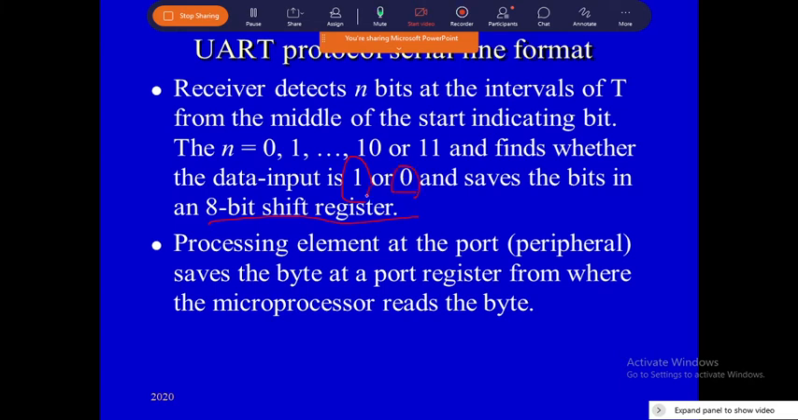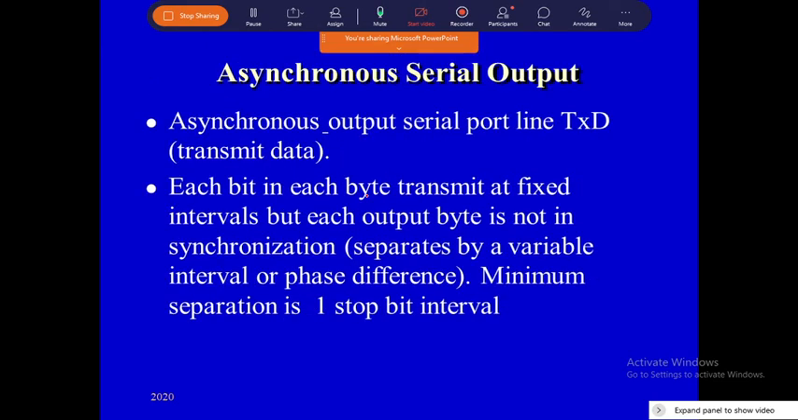The processing element at the port saves the byte at a port register, from where the microprocessor reads the bytes. For every device there will be one processing element. That processing element of a port stores the data bytes at a port register, from where the microprocessor takes the data byte. That was the asynchronous input serial port line. Now we'll move to the output one.